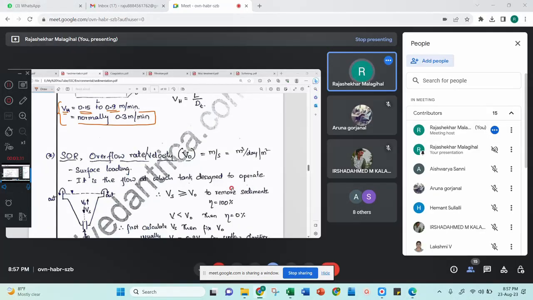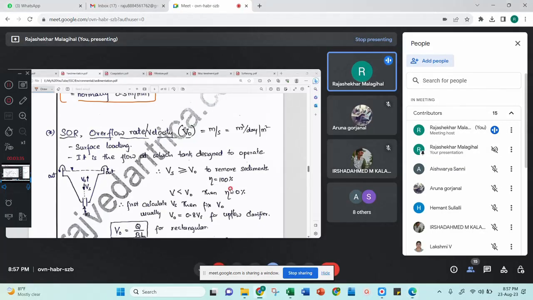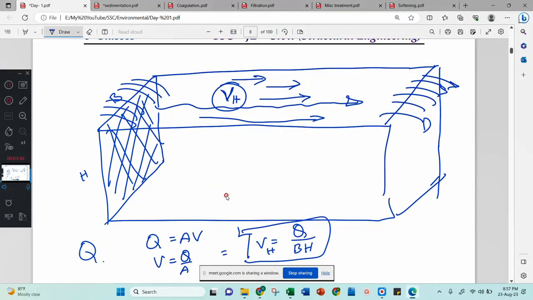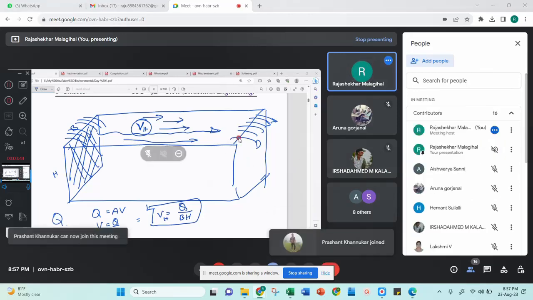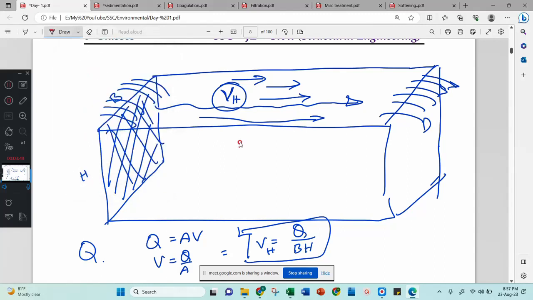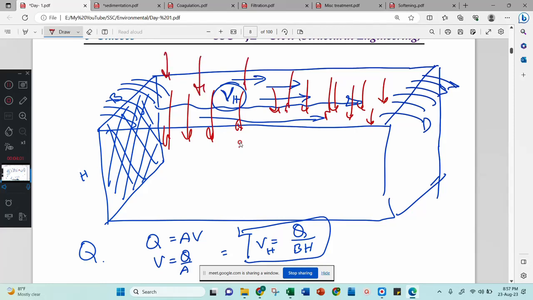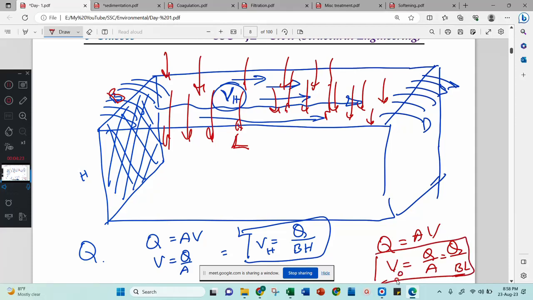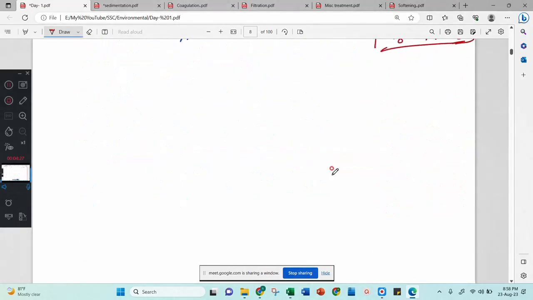Now we will think of overflow rate, otherwise V naught, or surface loading. What is the meaning of surface loading? Because settling velocity is there, the water will be pulled downward by the specific gravity, and then the water will be moving. Now I will consider this the overflow rate. For that I have to take L and B. You already know Q equals A into V, so V equals Q divided by A. This A is B into L. Now you get the overflow rate as Q divided by BL. Usually, if you go through the sedimentation tank in detail, this overflow rate doesn't have any meaning in a rectangular tank.